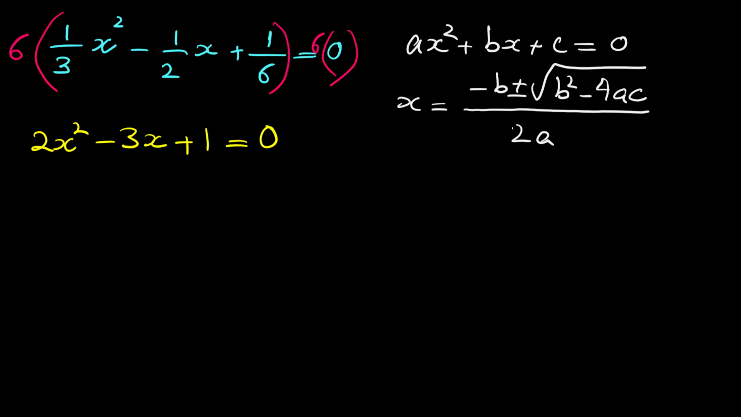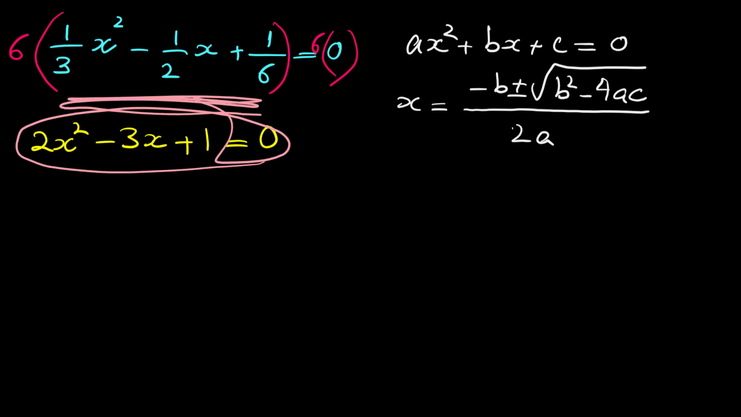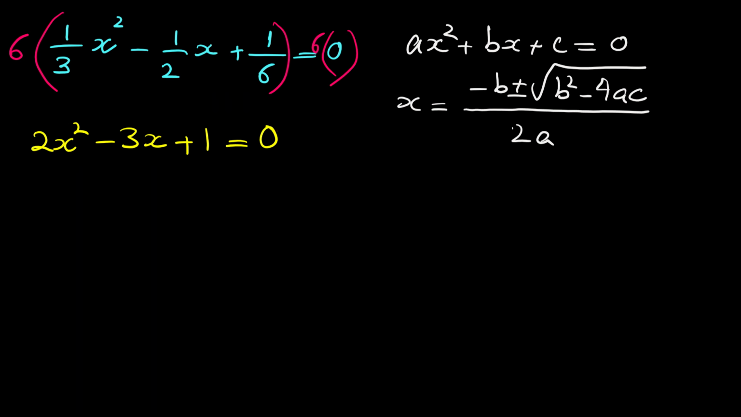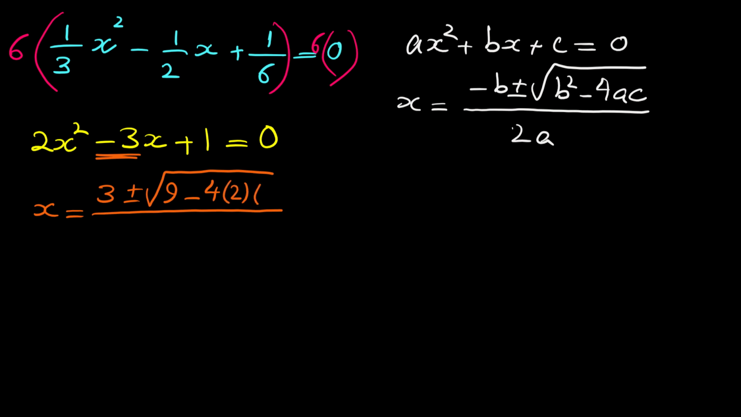So let us start. Attention, this equation is the original equation, but in a better form, in an appropriate form for using the quadratic formula. x equals negative b. b is negative 3, so negative b is 3, plus minus radical b to the 2. Negative 3 to the 2 is 9, minus 4 times a, which is 2, times c, which is 1. All over 2a. 2 times 2 is 4.